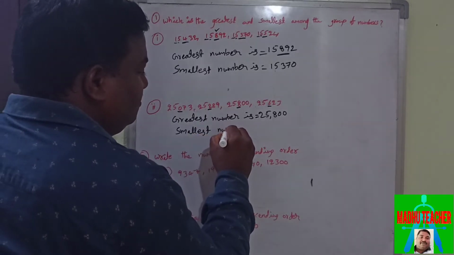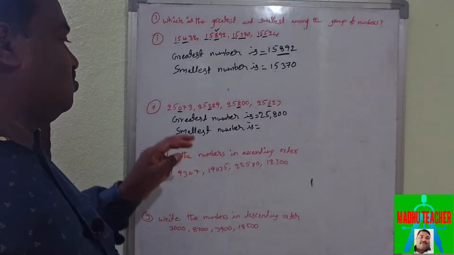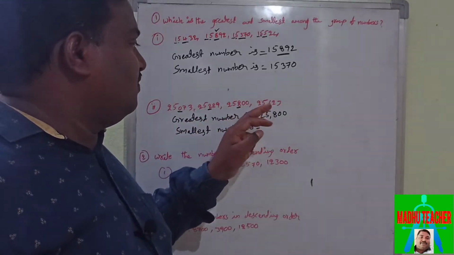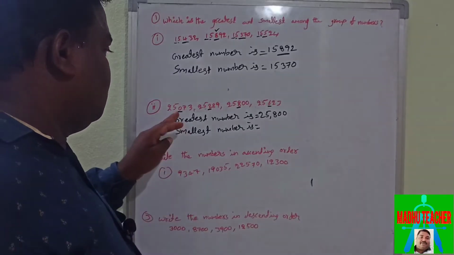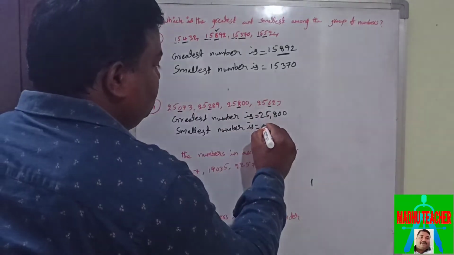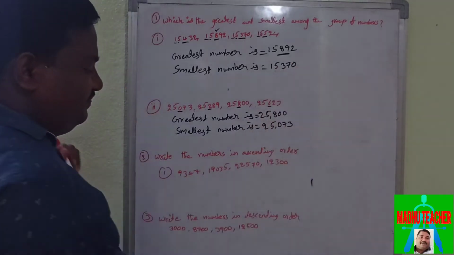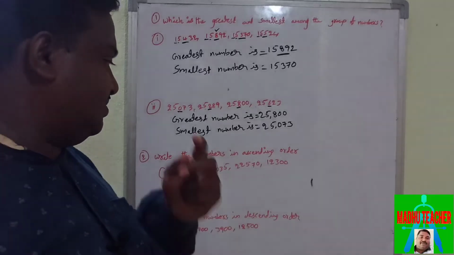Next, the smallest number. What is the smallest number? Again, among all of these, which is the smallest number? So 0 is the smallest number. So we can say that 25,073 is the smallest number. Okay, this is the process.